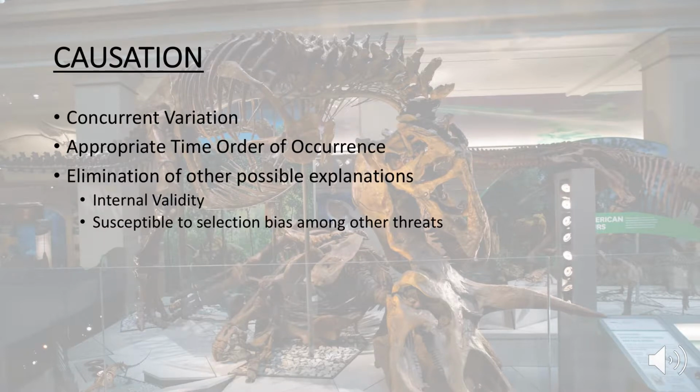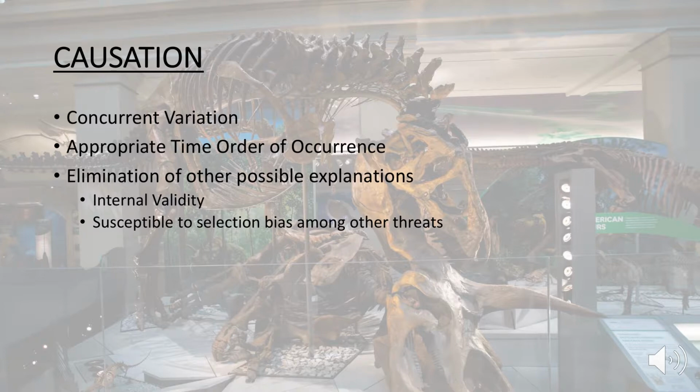When you're choosing a research design, one of the most important elements to consider is causation. Concurrent variation means that we expect there to be a statistical relationship between two variables. In our case, it's going to be the reopening of the Dinosaur Hall and increased attendance or increased engagement and interest in STEM or paleontology opportunities. The appropriate time order of occurrence simply means that the visitors actually were exposed to our program's activities before we started to see results from the outcomes or outcome indicators.